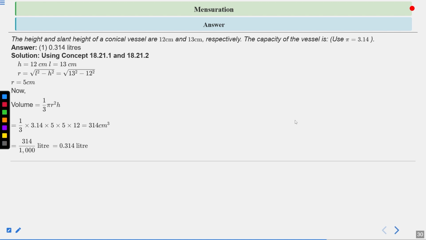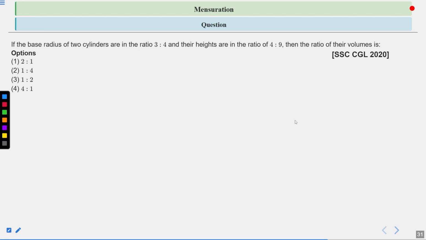Next one. If the base radii of two cylinders are in the ratio 3:4 and their heights are in the ratio 4:9, then the ratio of their volumes is. This question was asked in the SSC CGL 2020 exam. There are 4 options. First one is 2:1, second is 1:4, third one is 1:2, and fourth one is 4:1. Now you have 10 seconds to analyze the question. Your time starts now.